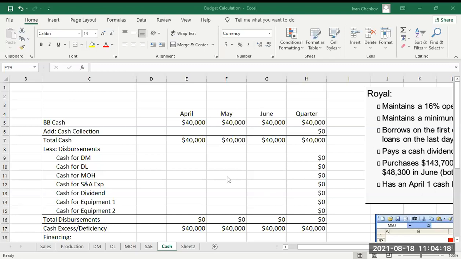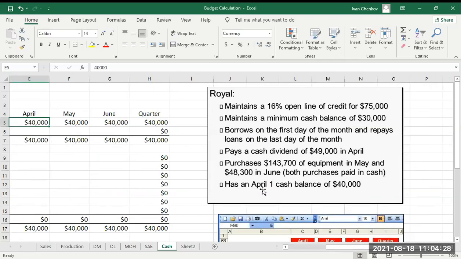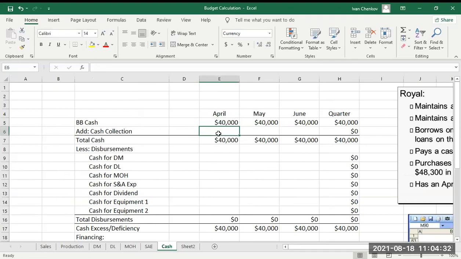All right, pretty much done. Let's go and show my screen. This is one of the most interesting Excel spreadsheets that you have to prepare. First, let's start with the beginning cash. The question says in the beginning of April 1st, we have $40,000. So that's our $40,000. So what do we have to do there?